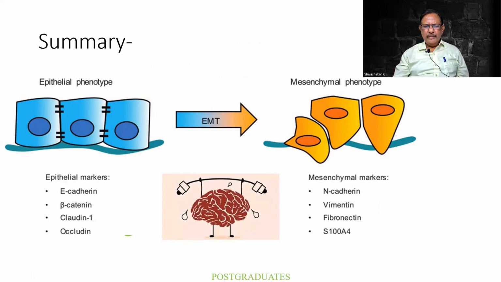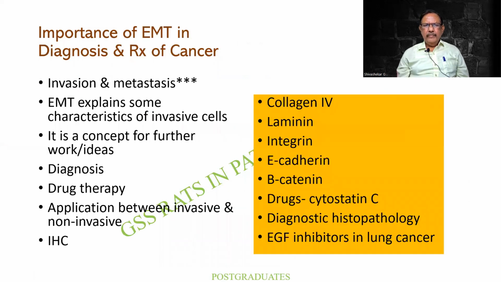Obviously, study this. The importance of epithelial mesenchymal transition. It is not just invasion and metastasis. Why do you want to study the invasion metastasis? Because it will show the nature of some of the cells. Further work can be done based on the initial work. Diagnosis can be made. Drug therapy. There can be something called targeted therapy that can be done.